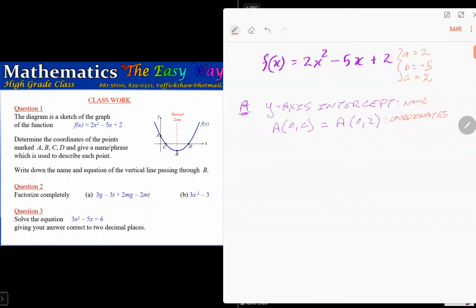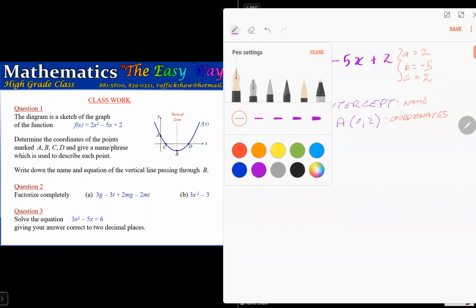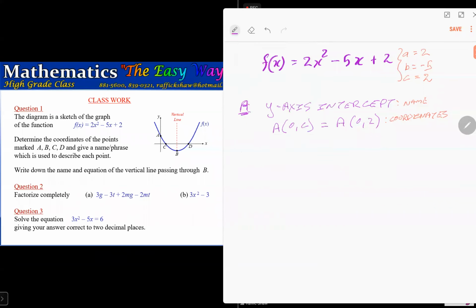All right. Then we'll go to the point B, the name and the coordinates. So B now is a minimum turning point, or we can call it a minimum vertex.